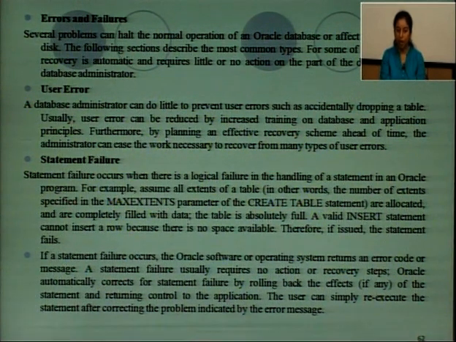First one, user error. A database administrator can do little to prevent user errors such as accidentally dropping a table. Usually user errors can be reduced by increasing training on database and application principles. Then statement failure. A statement failure occurs when there is a logical failure in the handling of a statement in the Oracle program, for example, exceeding all the extents of a table, max extents, etc. If a statement failure occurs, the Oracle software or operating system returns an error code or a message. This is a statement failure.